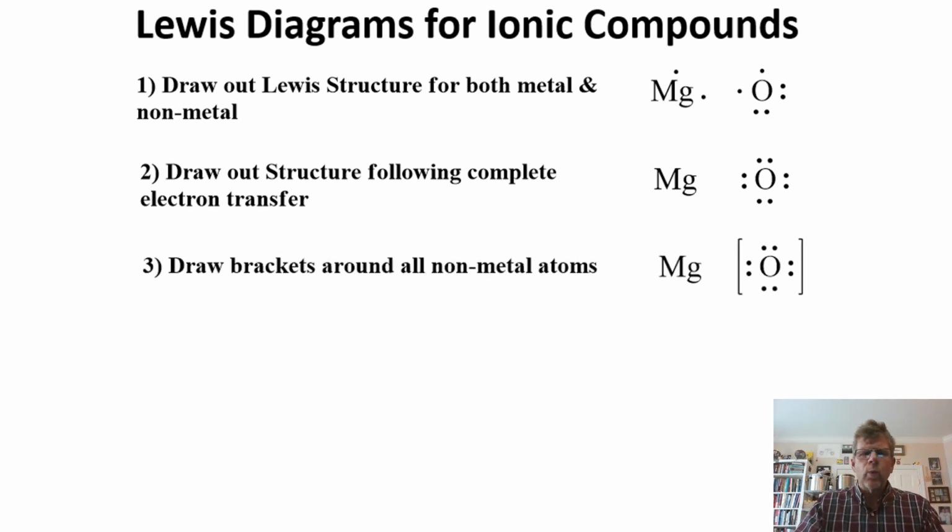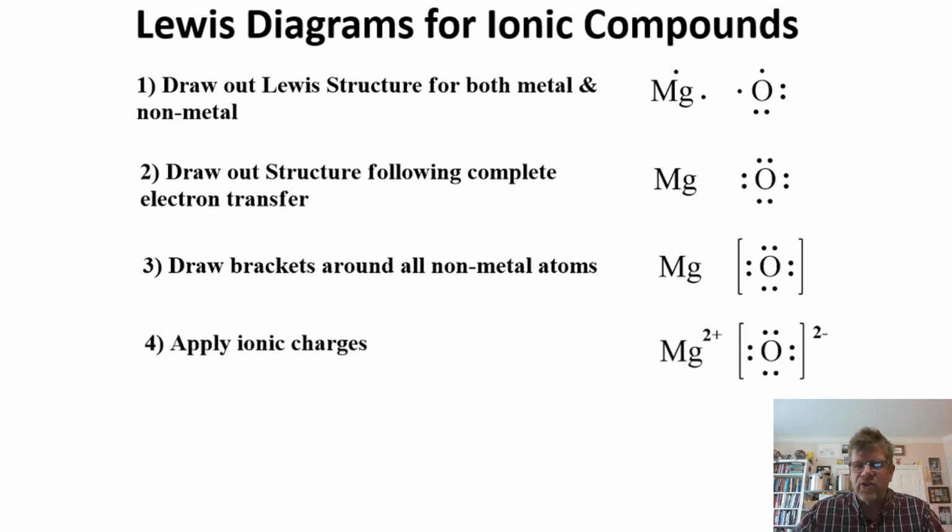Next, we draw brackets around all the nonmetal atoms, in this case oxygens. Nothing for poor magnesium. So really it's the nonmetals that get all the bling here, and the metals really don't have a lot going on. The nonmetals will, no matter what, in any Lewis diagram for an ionic compound, always have 4 pairs of electrons around them and always have brackets around them. Now, I should mention that these are brackets. They're not braces, they're not parentheses, they are brackets. Fair enough. Last thing we do is to apply the ionic charges.